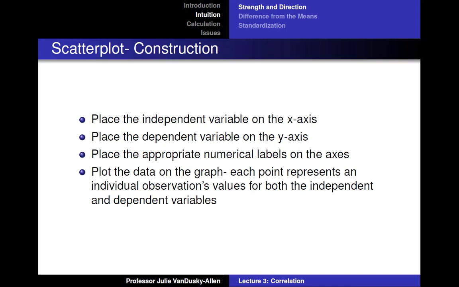I decided to plot this data on a scatter plot. With the scatter plot, you place the independent variable on the x-axis with the appropriate values. You place the dependent variable on the y-axis with the appropriate values. Then you plot the data on the graph. Each point will represent an individual observation's values for the independent and dependent variables.